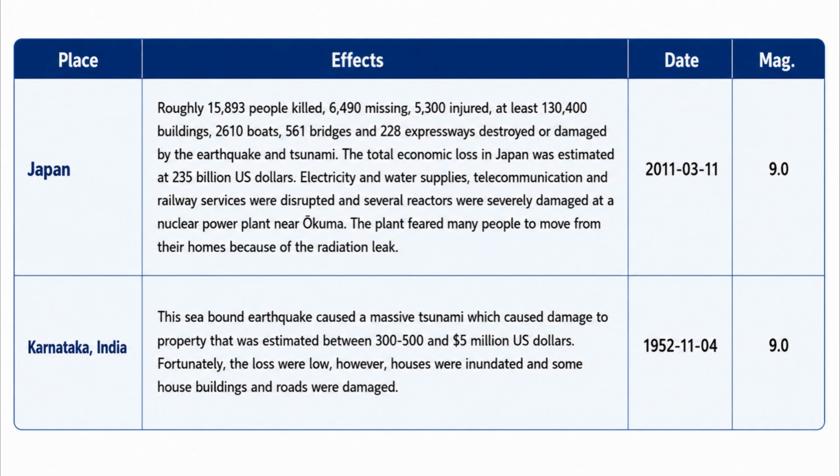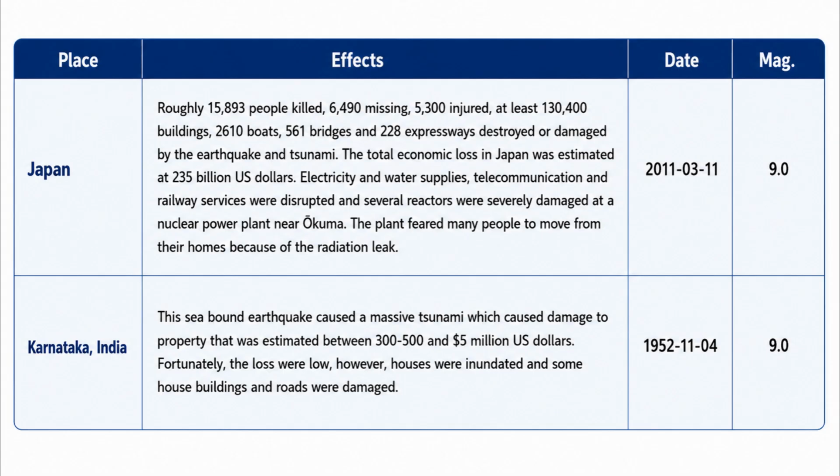Electricity and water supplies, telecommunications, and railway services were disrupted, and several reactors were severely damaged at a nuclear power plant near Okuma. This also forced many people to move from their homes because of the radiation leak.